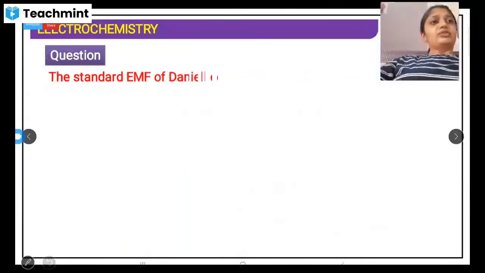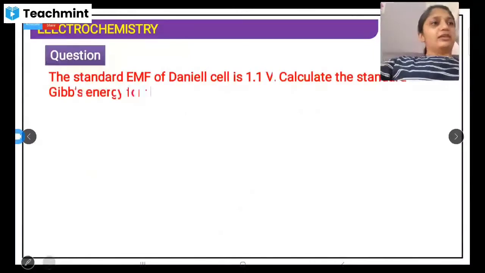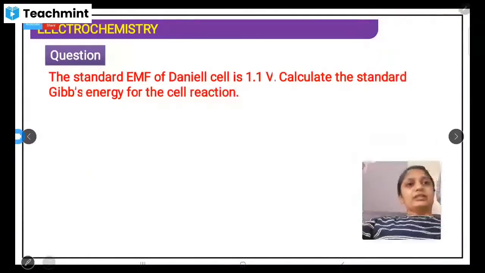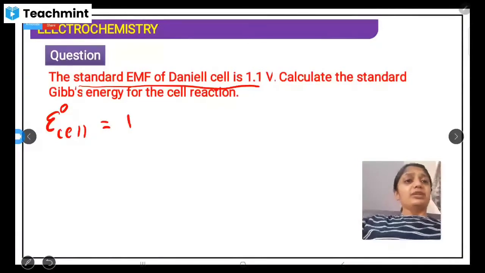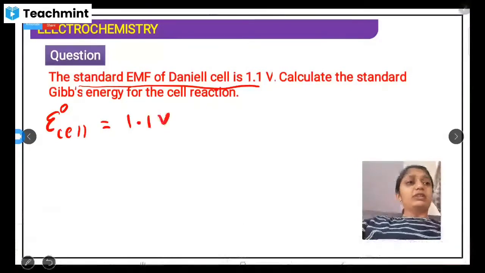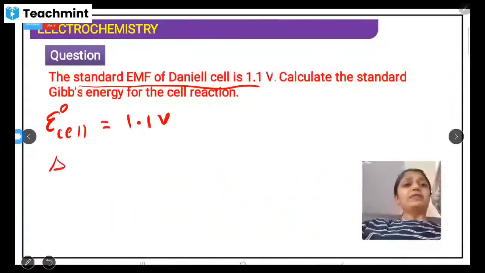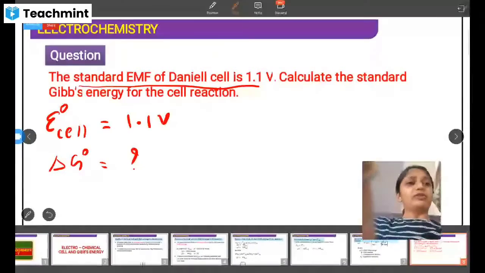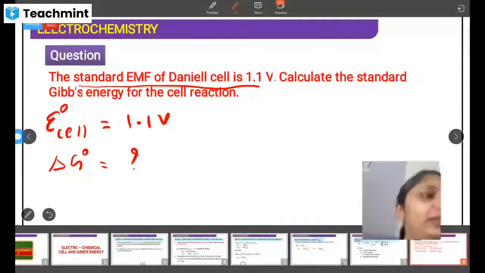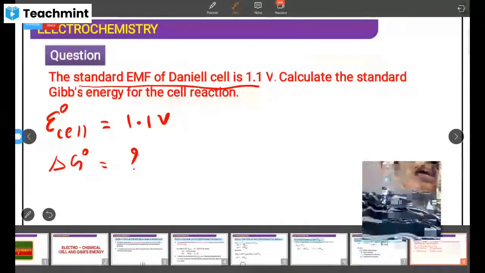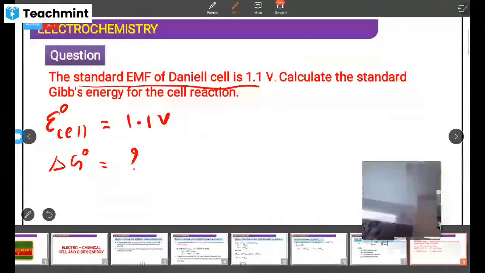So students, let's solve this question. Standard EMF of Daniell cell. When the word standard comes, understand it as E naught cell. When EMF comes, understand it as E cell. So that is given as 1.1 volt, students. Standard Gibbs free energy of this cell reaction we have to calculate. So here, if E naught cell is given, then we can have a formula. Which formula can we apply here?